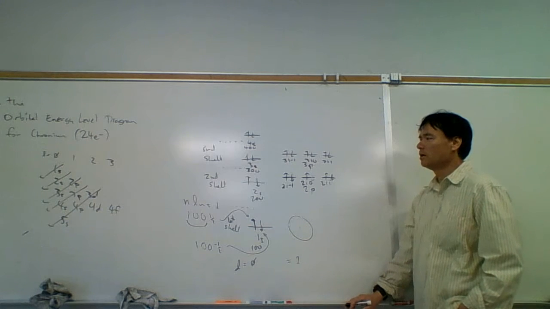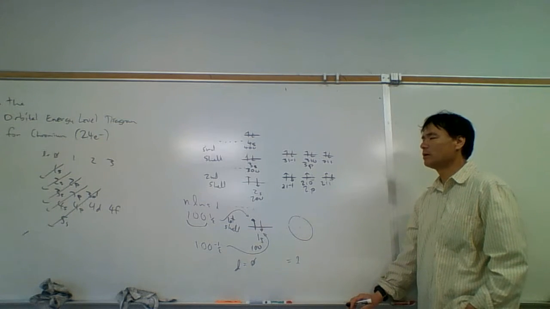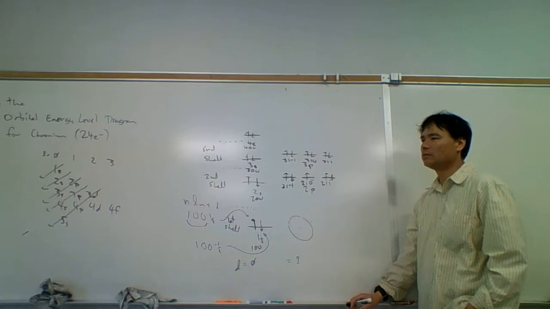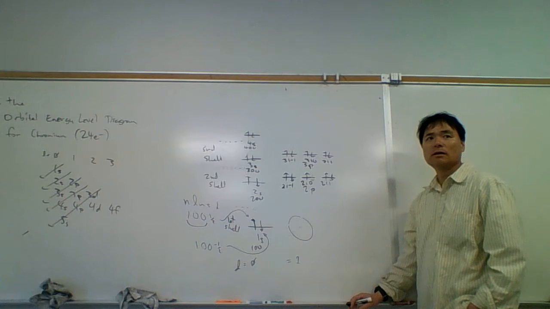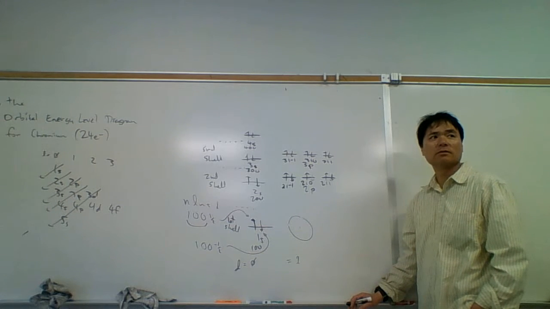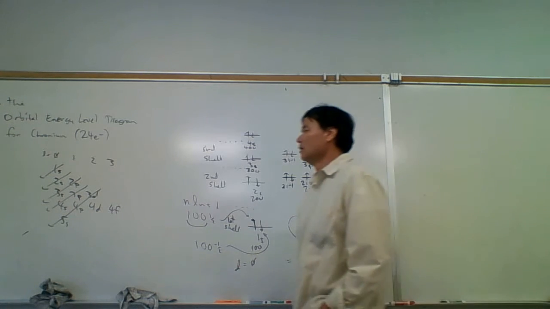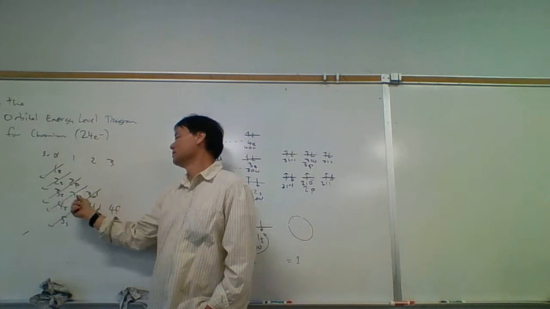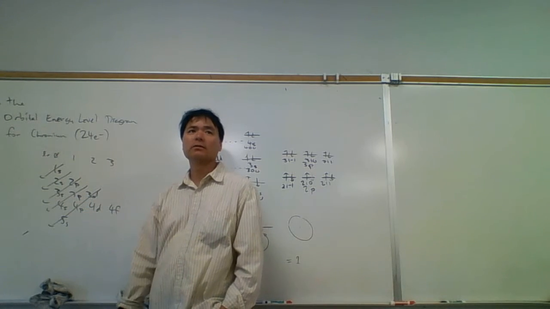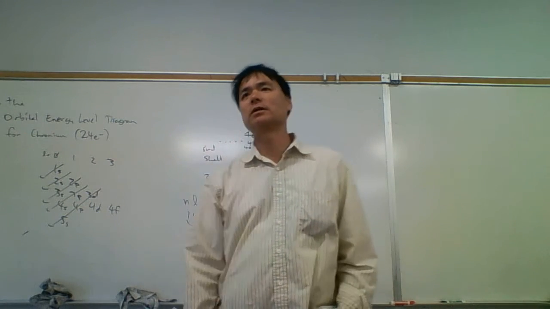And so the reason why the 3Ds get popped up there and the 4s get dropped down here is because of the electrical interactions, which we aren't going to get into. We're just going to learn this. This is the ordering that we're going to observe. And so you just memorize it.